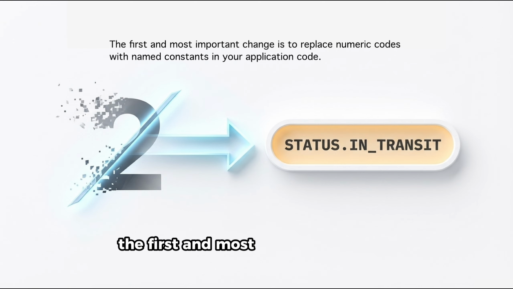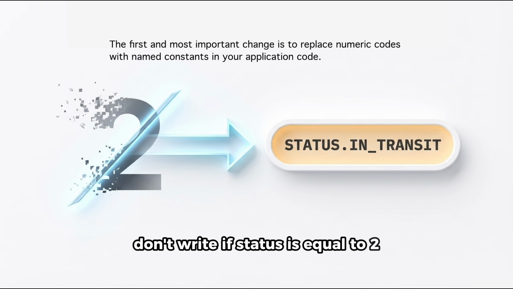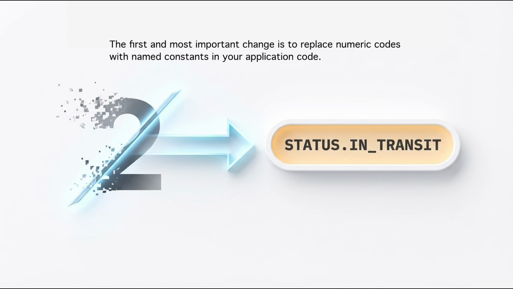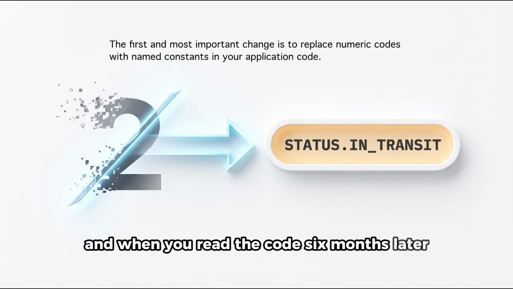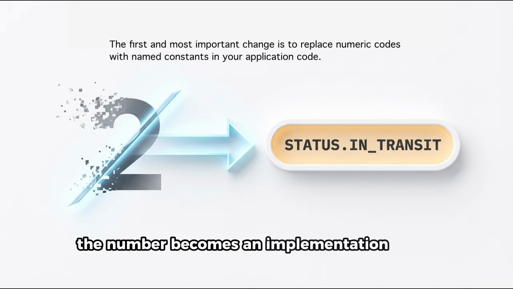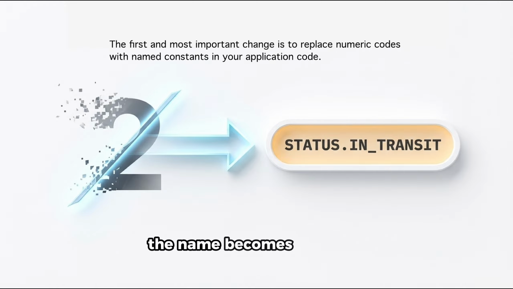The first and most important change is to replace numeric codes with named constants in your application code. Don't write "if status is equal to 2." Write "if status is equal to Status.InTransit." The constant Status.InTransit has a value of 2. If the value ever changes, you change it in one place. And when you read the code 6 months later, you know immediately what you were checking. The number becomes an implementation detail. The name becomes the truth.